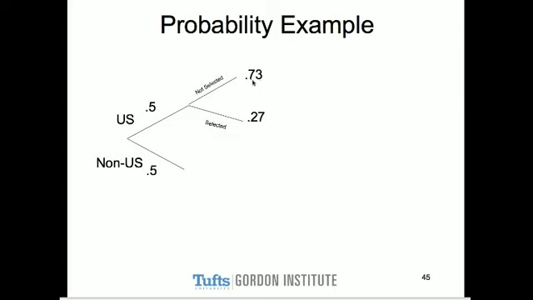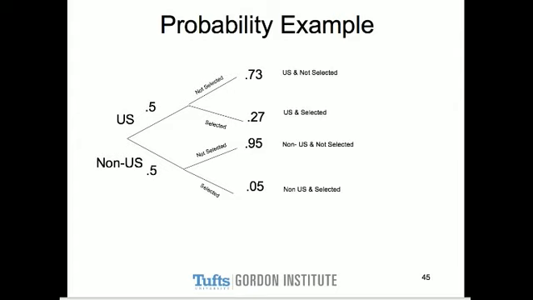And we know that 73%, 0.73, are not selected, while 0.27 are, fortunately. And again, at the bottom we have a node here, and we have the two branches, selected and not selected. So we know that 95% or 0.95 are not selected, and 0.05 are selected. And then we multiply out. So we're looking at this branch here. What it really denotes is U.S. and not selected.